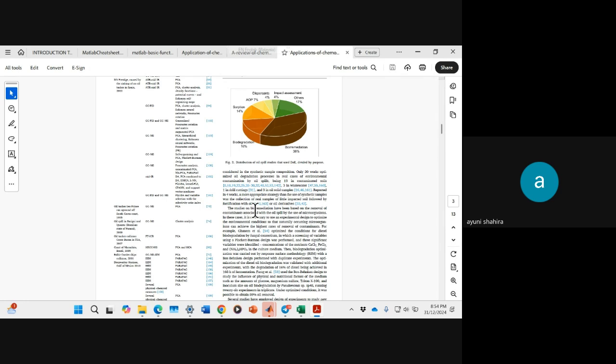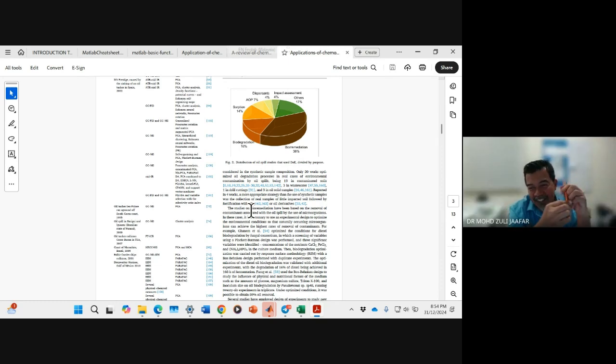By using the Box-Behnken design, they can find the highest or optimum condition to degrade this oil spillage. So basically, from my understanding, by using this chemometric approach, we can know the optimum condition for our experiment. That's all from my understanding. Is it correct, doctor? Yeah, correct, correct. Good. I think you have good reading on this paper.